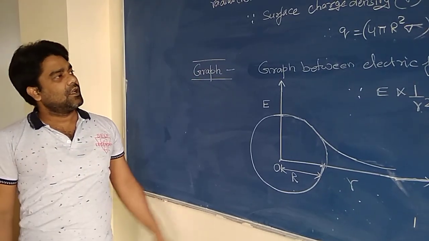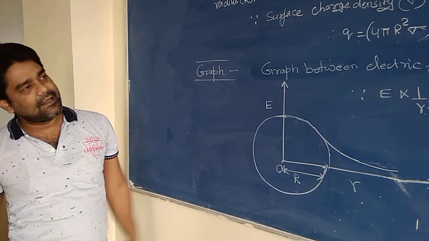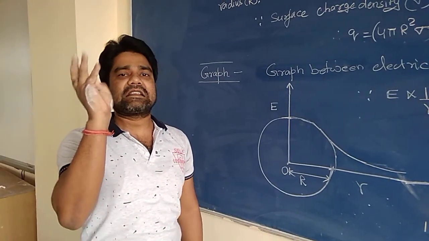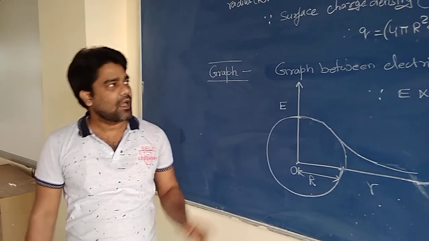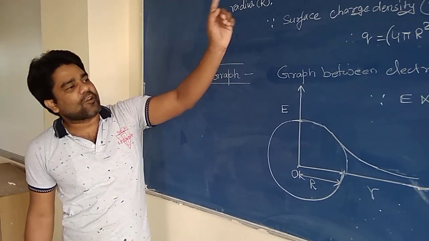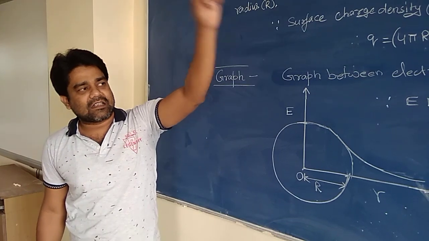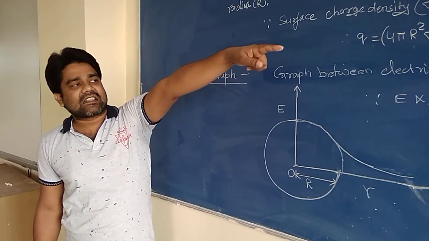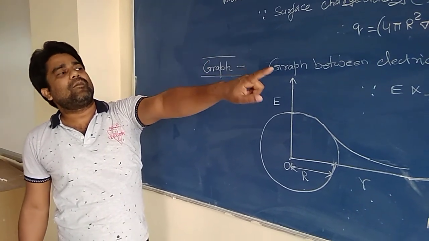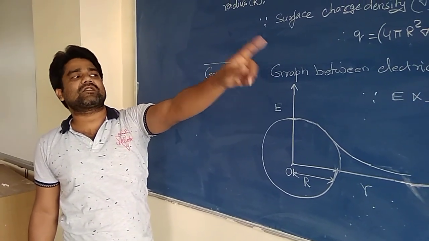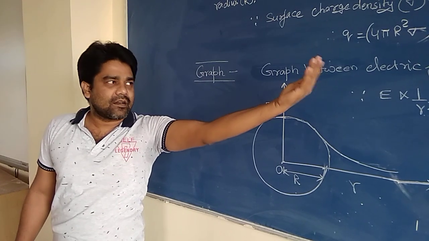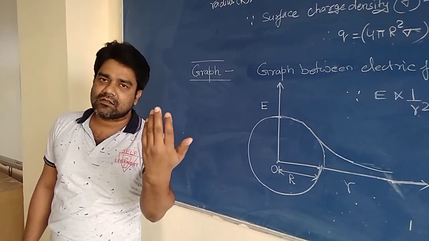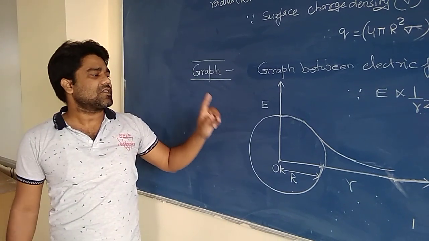Remember dear, this case is very important and you have to keep three concepts in your mind. One, you have to determine the electric field at point P, which lies outside the spherical cell. Second, P lies at the surface of the spherical cell. And the third one, point P lies inside the spherical cell. And this graph.